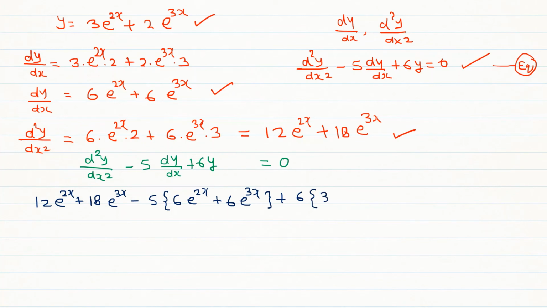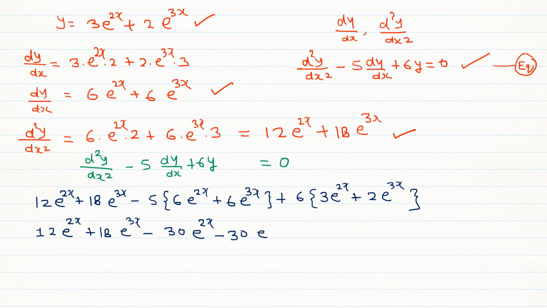The y value is 3 times e^(2x) plus 2 times e^(3x). This is still the left hand side going on. Let's simplify. Do we get 0? 12 times e^(2x) plus 18 times e^(3x) minus 30 times e^(2x). Similarly, minus 30 times e^(3x) and plus 18 times e^(2x) plus also 12 times e^(3x).